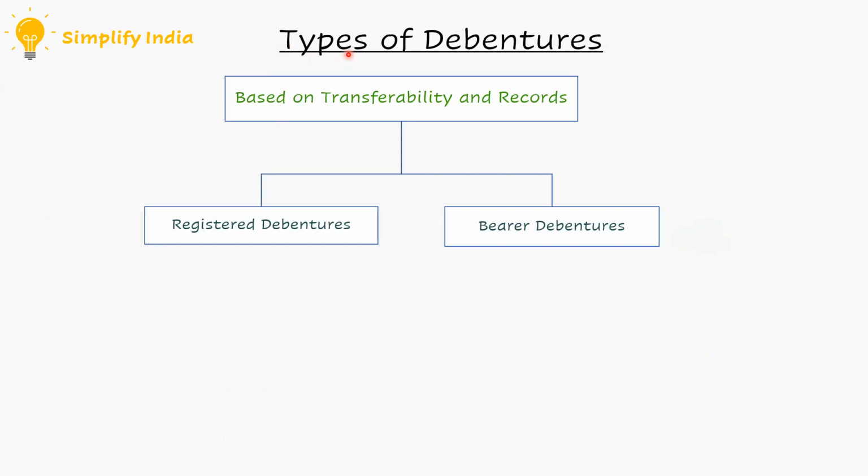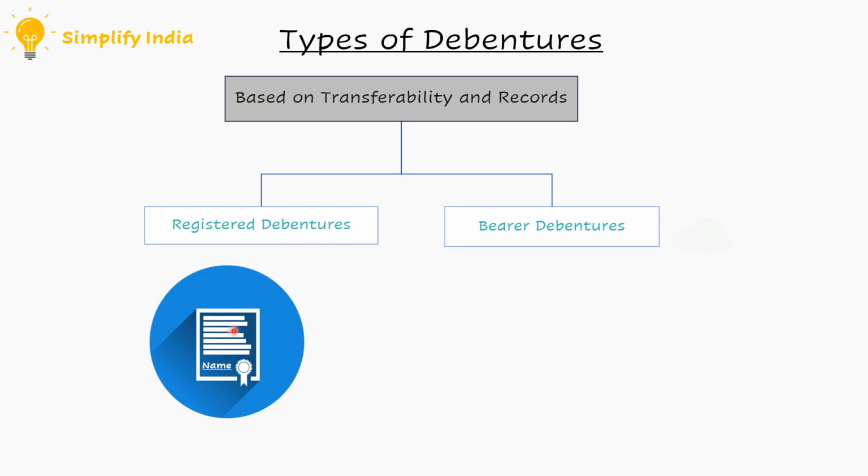Now we are going to learn about the types of debentures. First, based on transferability and records, we have two types of debentures: registered debenture and bearer debenture. In the case of a registered debenture, the name of the person is recorded with the company, and this type of debenture cannot be transferred easily without the approval of the directors of the company, and hence he becomes the sole owner of the debenture.